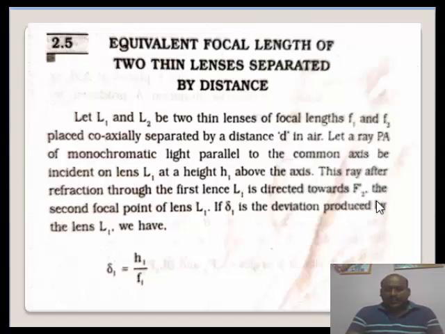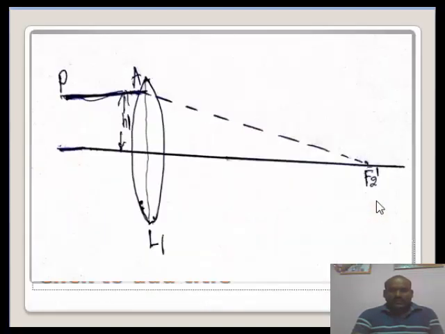We can take any variable. F2 dash is the second focal point of the lens L1. If delta 1 is the deviation produced in L1, you have to understand by seeing this slide. Look here. PA is the incident ray, and this is the principal axis. It is a convex lens, which we call L1. PA is the parallel ray incident on the first lens.